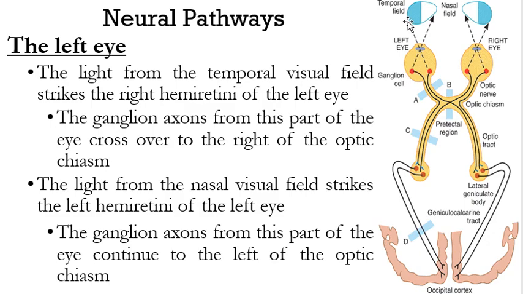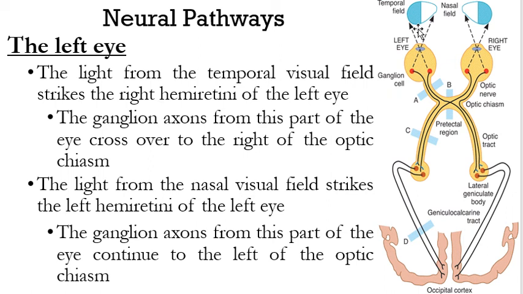So if we start from the temporal field, it will strike the right hemiretina, and we'll find fibers from there going through the optic chiasm and crossing over to the right side, forming the optic tract. Then they will synapse. The first synapse is in the LGBs. From the LGBs, they will go in more medially as the calcarine tract to the occipital lobe. So we just followed one.